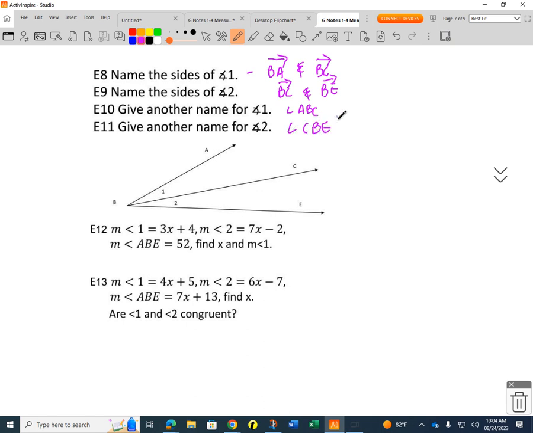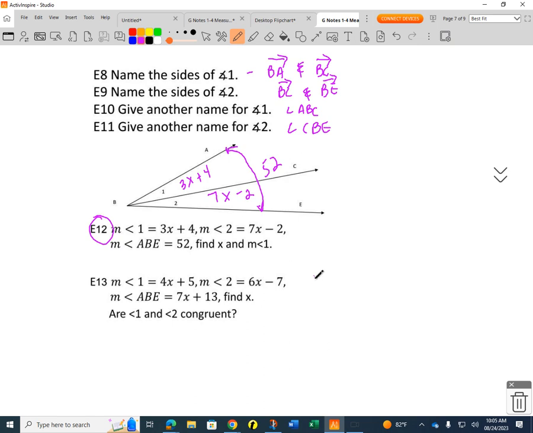All right. So now, example 12. Measure of angle 1 is equal to 3x plus 4. I'm going to put that in there. The measure of angle 2 is equal to 7x minus 2. The measure of angle ABE, so that's this whole thing here, from here to here, that's ABE. So ABE is split into 2 angles with ray BC. Does that make sense to everyone? They're telling us that that has a measure of 52.